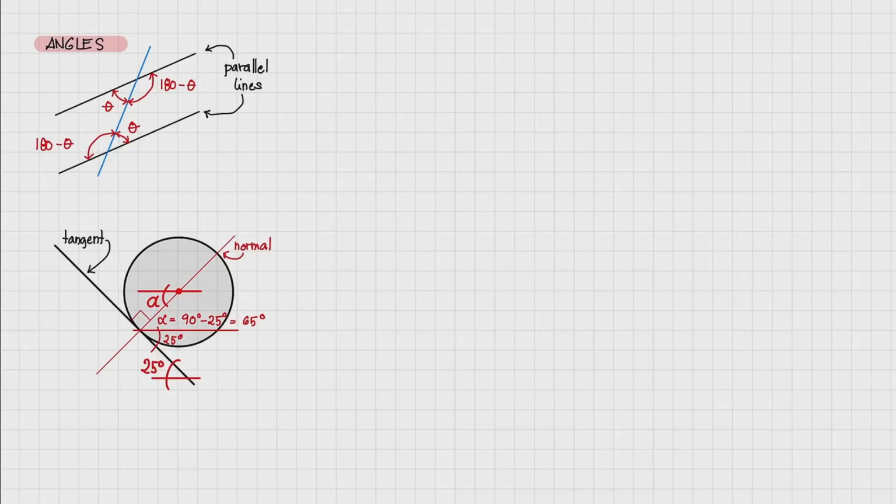So, we got this kasi this angle would now be 90 degrees, and you already have 25 degrees. So, ima-minus lang natin, ang matitira, 65 degrees. And this one, so you have here two parallel lines, and you're going to bisect them by a straight line. Therefore, this angle and this angle should be equal to each other. So, yung alpha natin is now equal to 25 degrees.